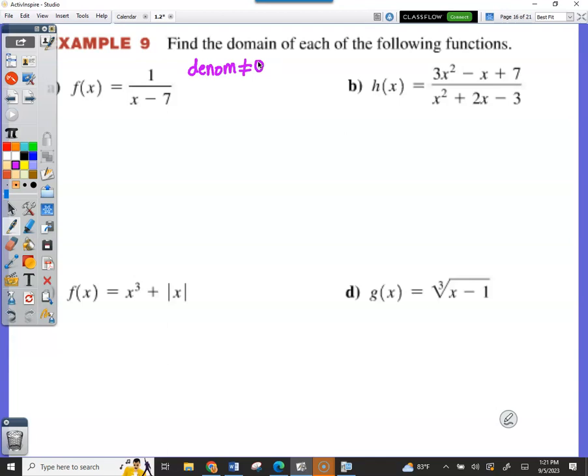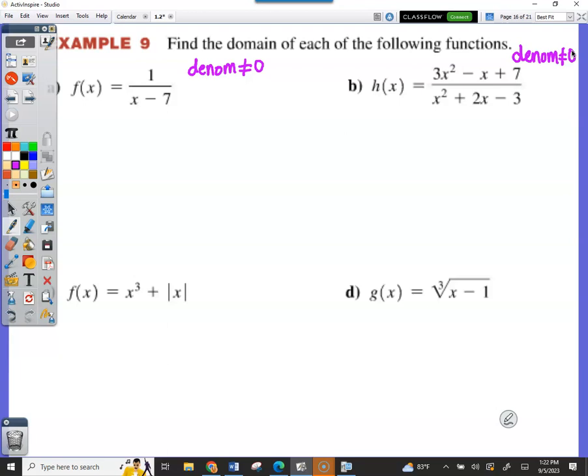What is B? B is a giant fraction. What's the rule? Denominator cannot equal 0. Right? Okay.